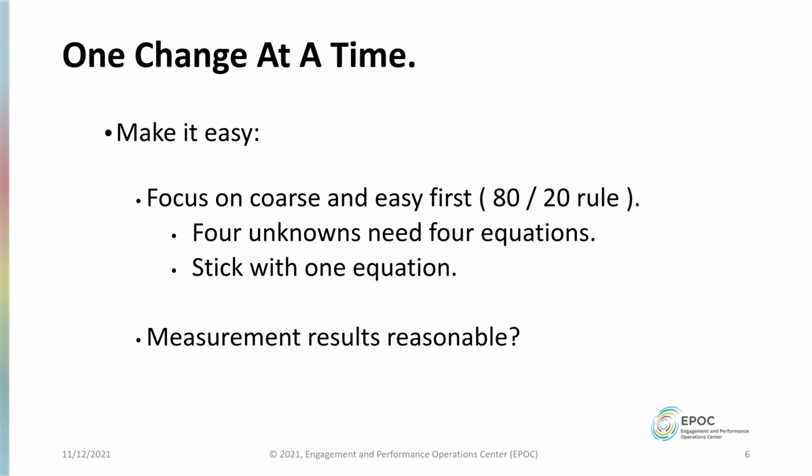One change at a time. Let's make it easy, right? So 80-20 rule. Let's get an 80% win. For four unknowns, you need four equations. Let's not do multi-equation mathematics here. Let's stick with one equation. Let's keep it simple. And then, are the measurement results reasonable?